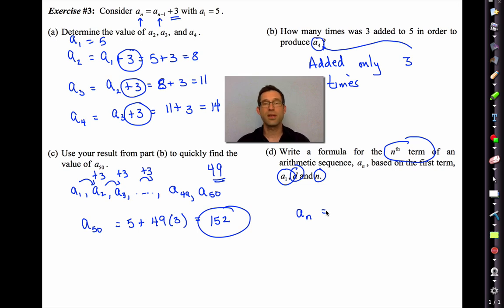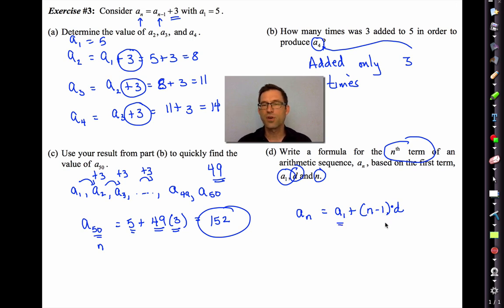All right, well, let's take a look at what we did last time. Right here, when n was 50, we took this thing, which was A1, and where did that 49 come from? That came from the 50 minus 1, so we'll have n minus 1. And then what was that? That was that common difference. And there it is. A sub n is A sub 1 plus n minus 1 times the common difference.